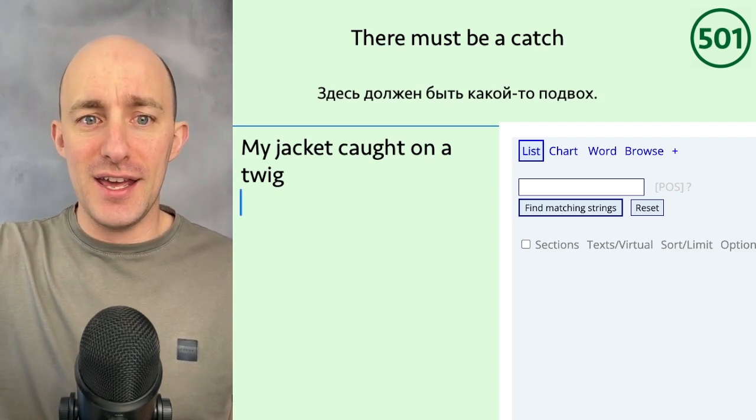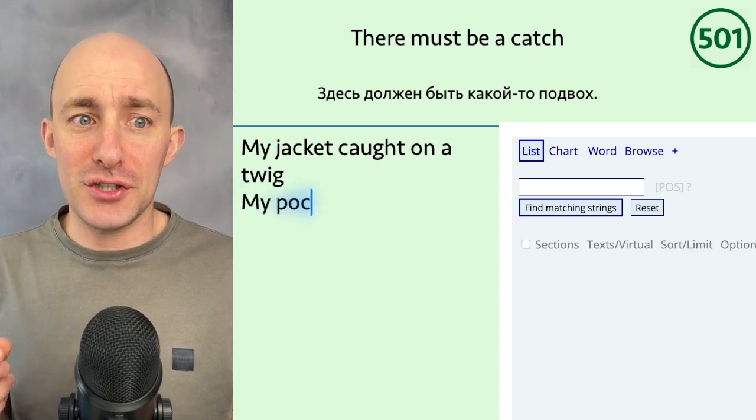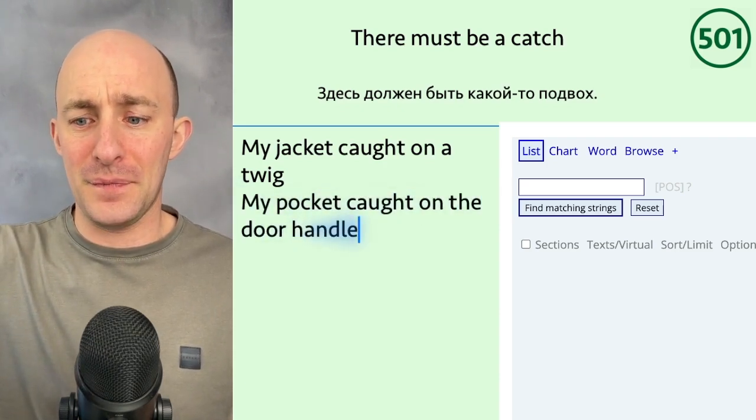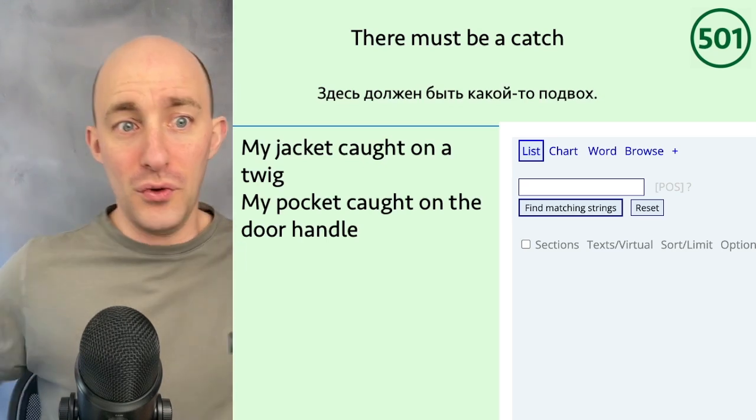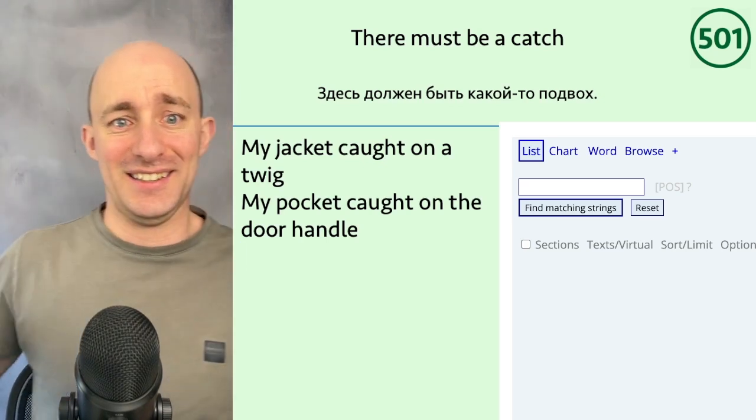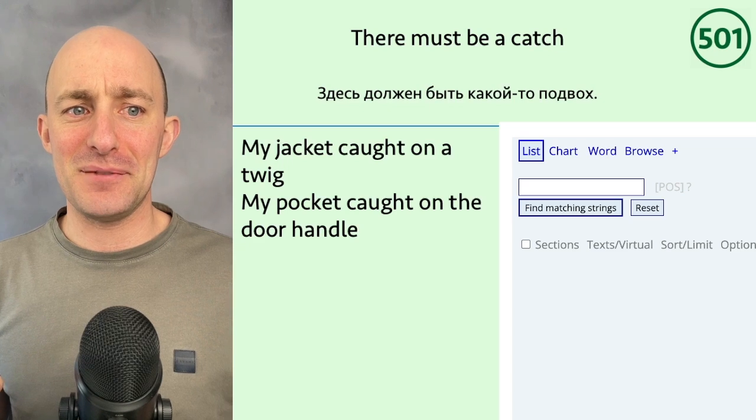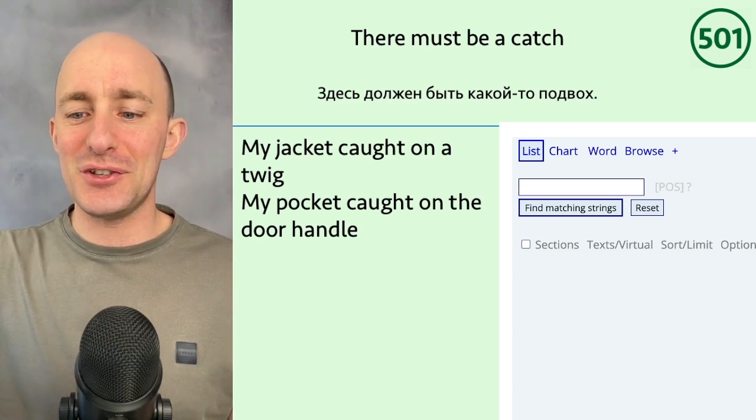You can also say, my pocket caught on the door handle. Has that ever happened to you, when the handle goes in your pocket and then whoa? That's happened to me a few times. My pocket caught on the door handle.